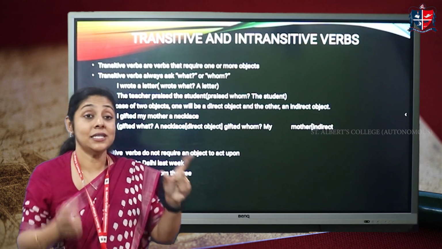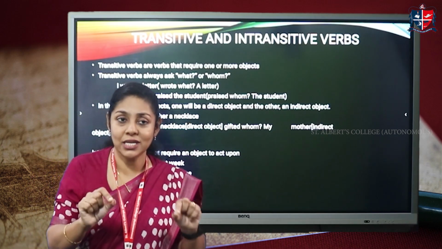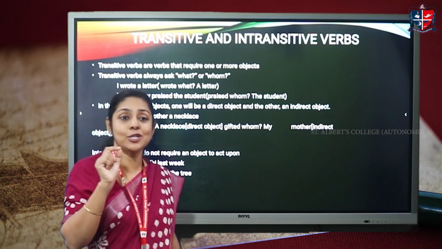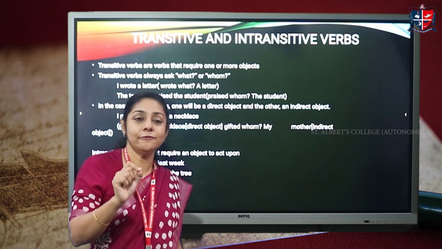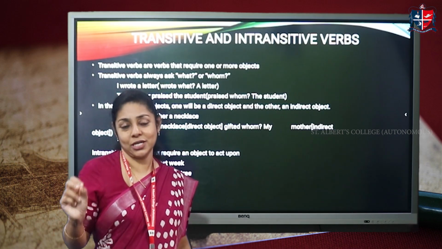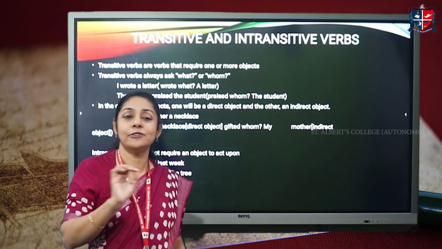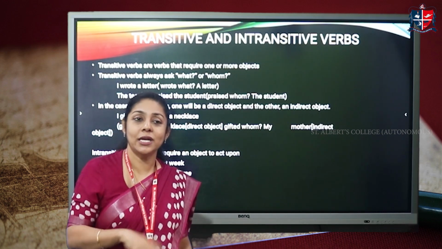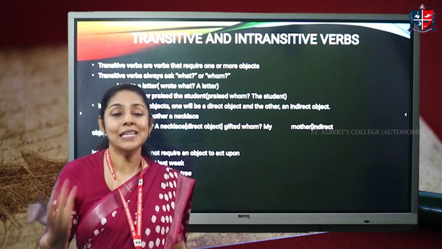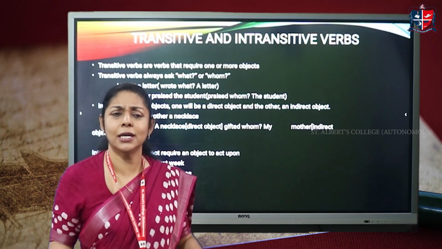So we realize that that particular verb has an object and therefore that verb is called a transitive verb. A transitive verb will always have an object, whereas an intransitive verb will not have an object. So when I say, the baby is sleeping, what's the object in that particular sentence?